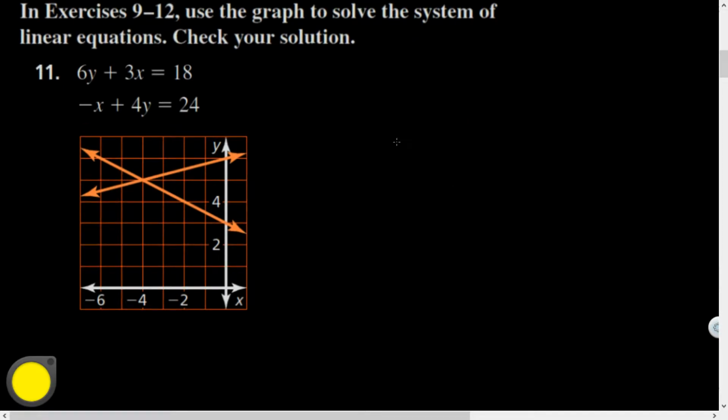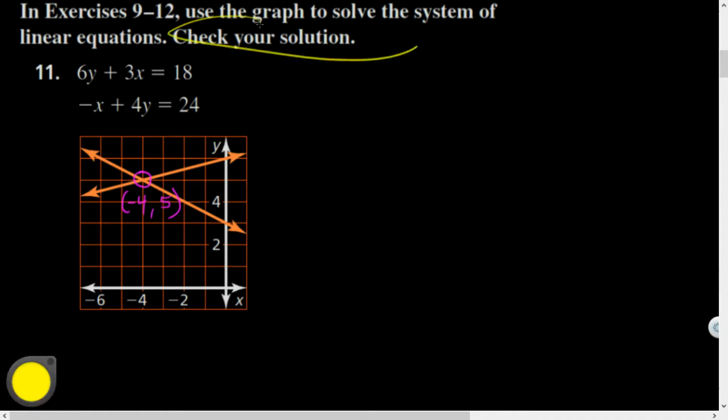Question 11 says, use the graph to solve the system of linear equations. So here are these two equations modeled graphically. Where is their intersection? Well, this is where they cross. So -4, and what's the y coordinate? 5. All right, so -4, 5 is the intersection of those two lines.